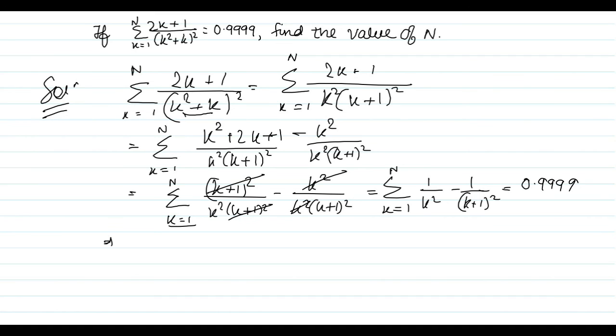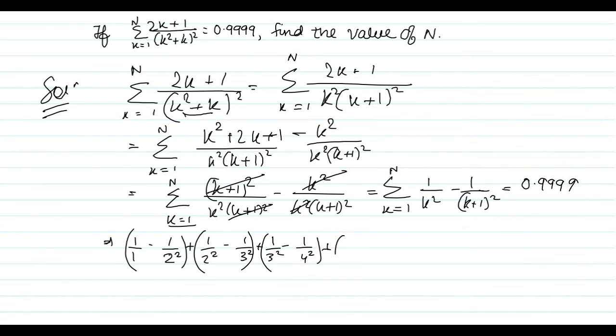Right? So now let me try to expand this by putting some values, and then we will see something interesting. I put k is equal to 1 in the beginning, so it is 1 by 1 minus 1 by 2 squared. Then it is 1 by 2 squared minus 1 by 3 squared. Then it is 1 by 3 squared minus 1 by 4 squared, 1 by 4 squared minus 1 by 5 squared. And this continues so on up to 1 by n squared minus 1 by (n plus 1) whole square. And that is equal to 0.9999.